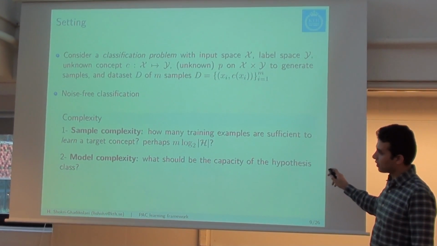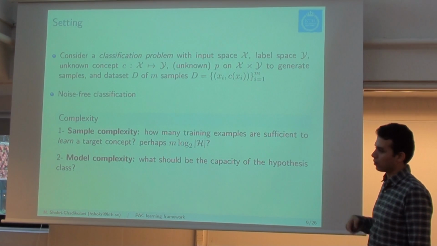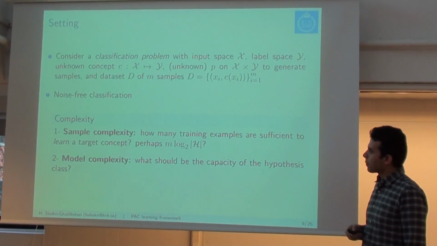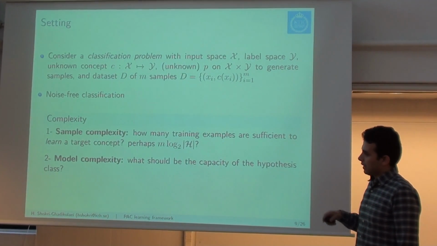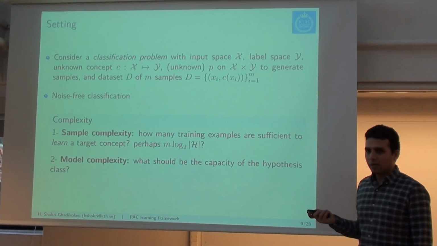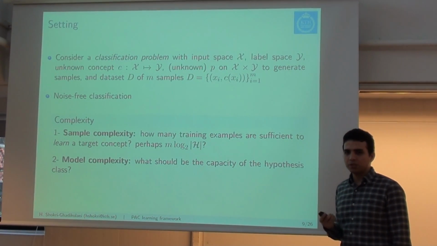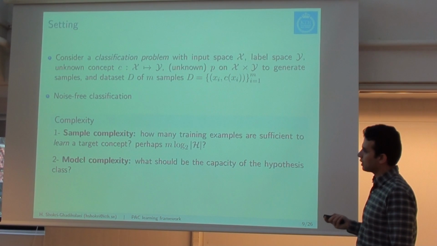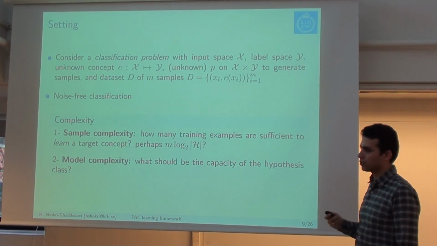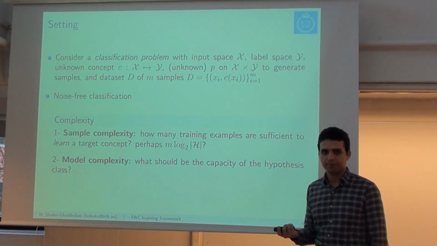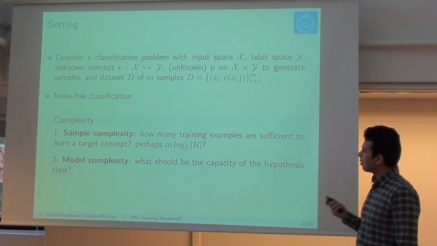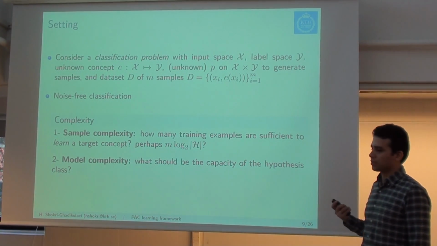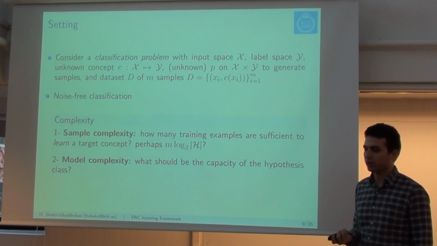So far, for everything here, you don't have this guy, so you have noise-free classification and a noise-free data set as well. When we are talking about complexity, we are talking about two different things. The first one is the sample complexity, so as to reduce the estimation error. So how many training examples are sufficient to learn a target function?